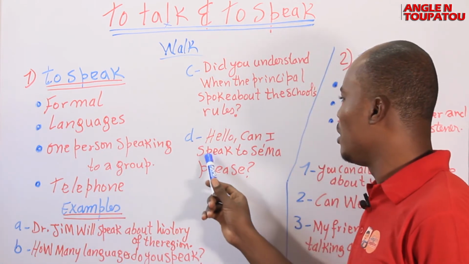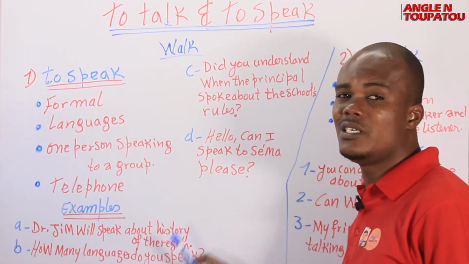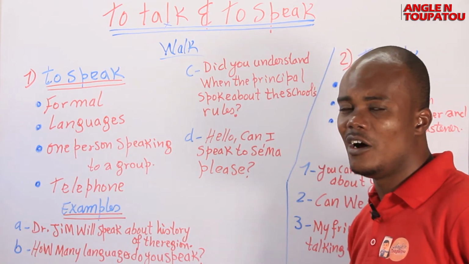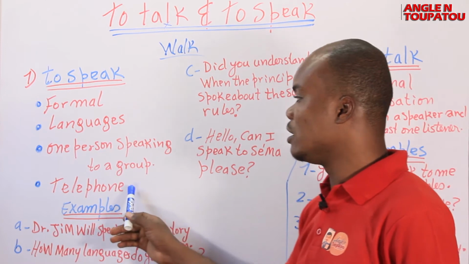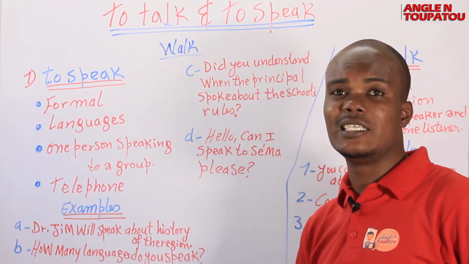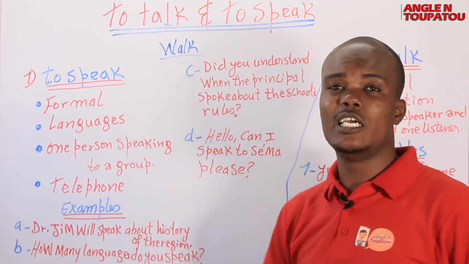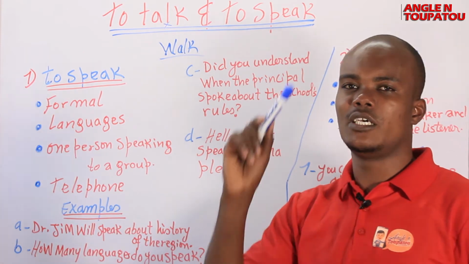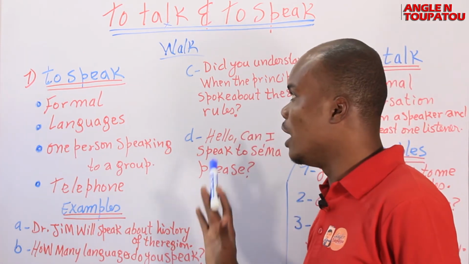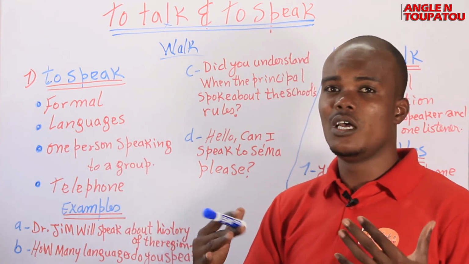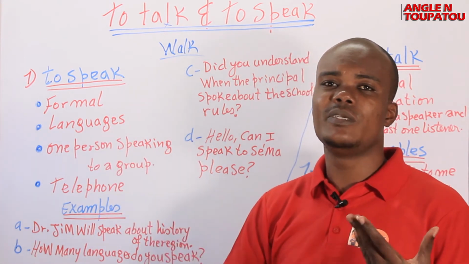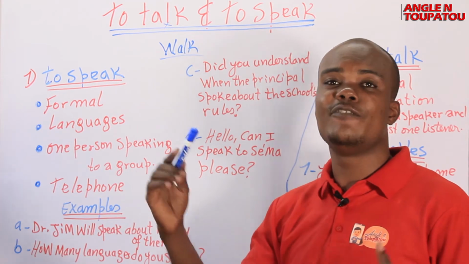Telephone. Hello. Can I speak to Sema, please? Pakadi, hello. Can I talk to Sema, please? No. Bien là, quand on utilise le téléphone, est-ce que je peux parler à un tel? Vous supposez utiliser le verbe to speak. Is it clear? Est-ce qu'on est clair là? Vous utilisez le verbe to speak for formal conversation. Pour conversation formelle ou bien communication formelle.